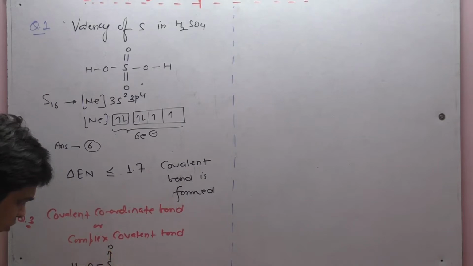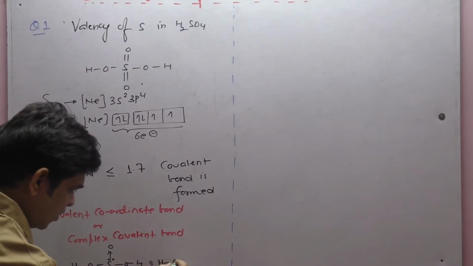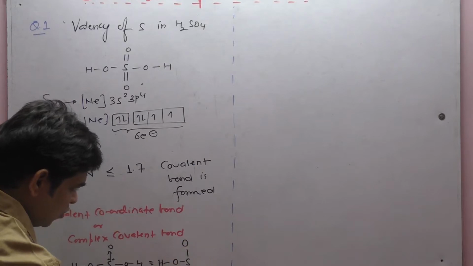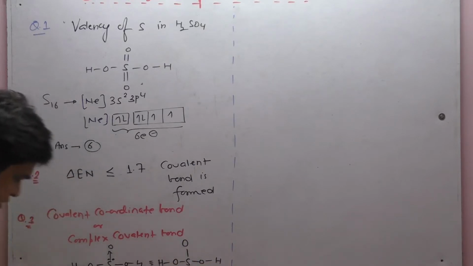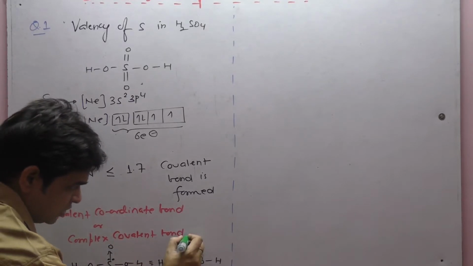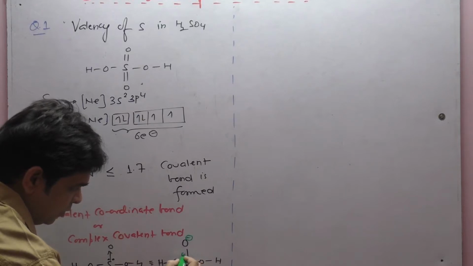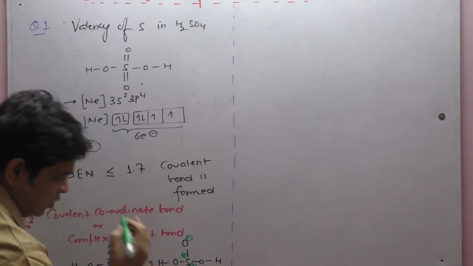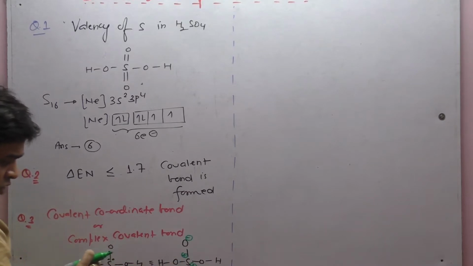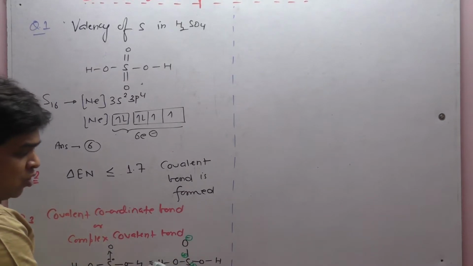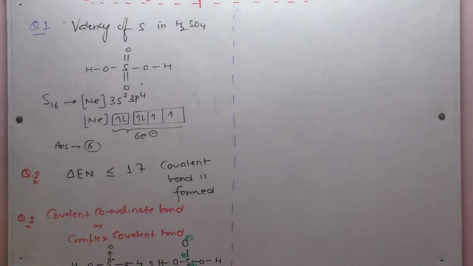One covalent bond is there, and O and H. See there. So we can redraw this structure like that: H, O, S, O and O, O and H. But we can convert this coordinate bond into a simple covalent bond by putting minus over there and plus, and again plus and minus. So this coordinate bond is also called a complex covalent bond. Now come to the next.